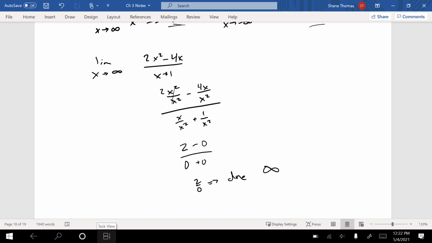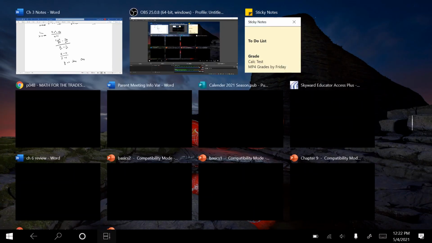And that's like we talked about yesterday. When it does not exist, that means we did not have an exact value for it. And a non-exact value would be infinity. All right, that would be our limits.